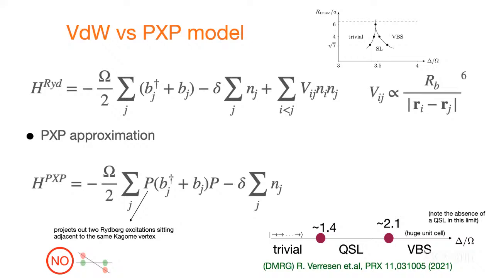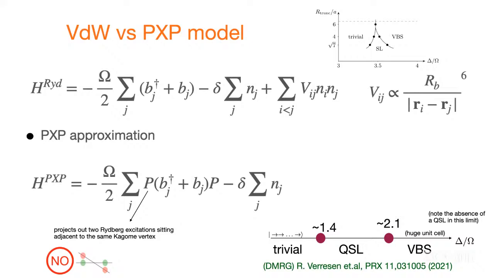This was analyzed and proposed by Ruben Verresen and Ashvin Vishwanath. They did DMRG on this. And on the PXP model, the phase diagram is as follows. You have this trivial phase with all the spins along X. Then there is a transition of Ising-star type to the quantum spin liquid when the detuning is about 1.4.